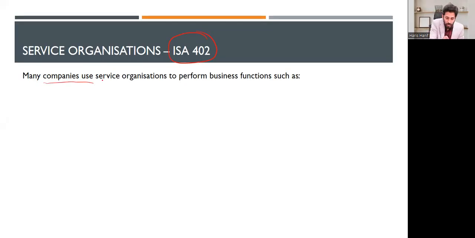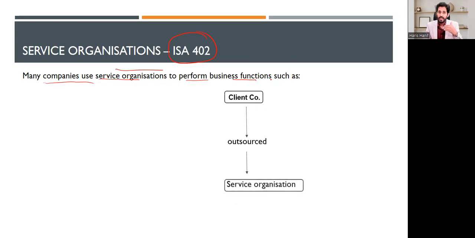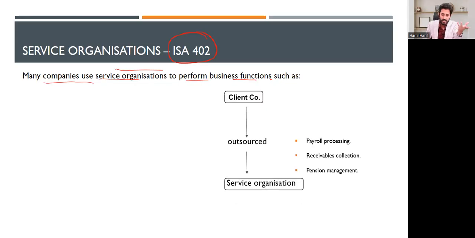Many companies use service organizations to perform business functions. Let's say, for example, there is a client company, and they may outsource something to the service organization. Now, what to outsource? Like payroll processing, receivable collection, pension management, taxation work, and any other work, but that should have an impact on the financial statements.